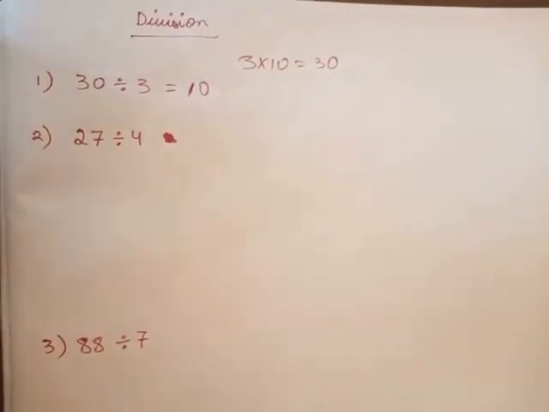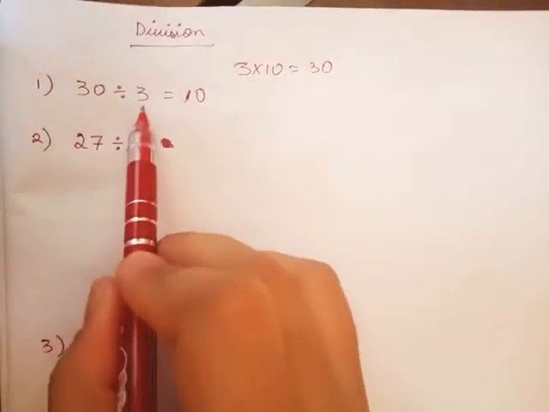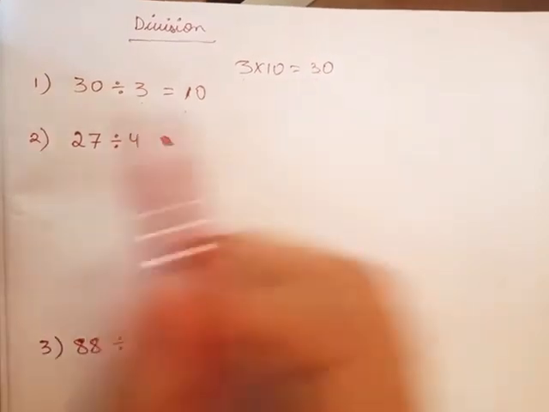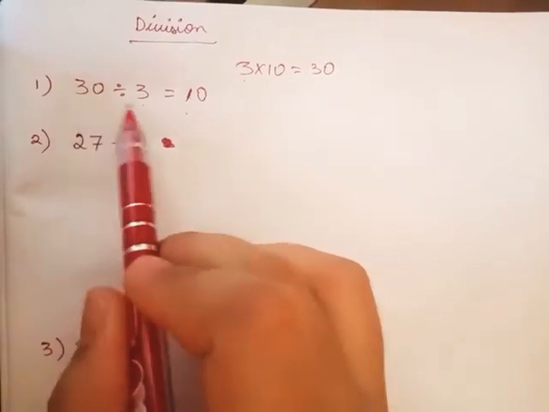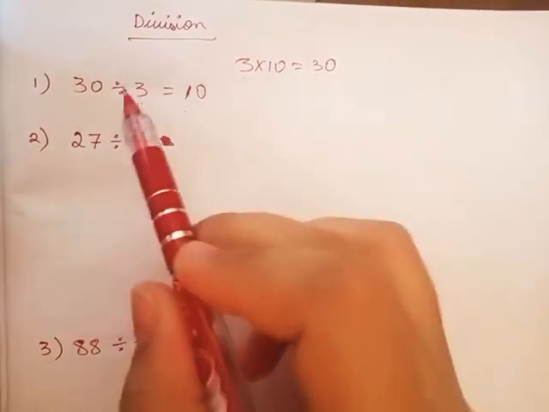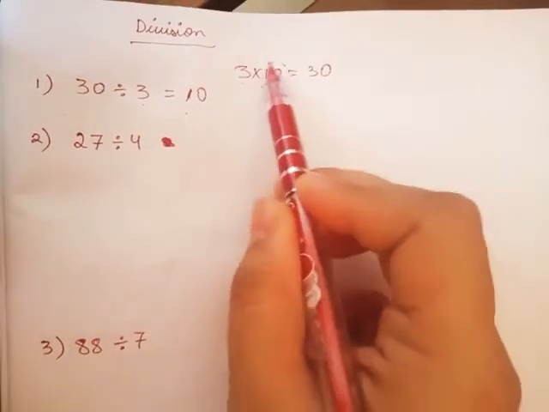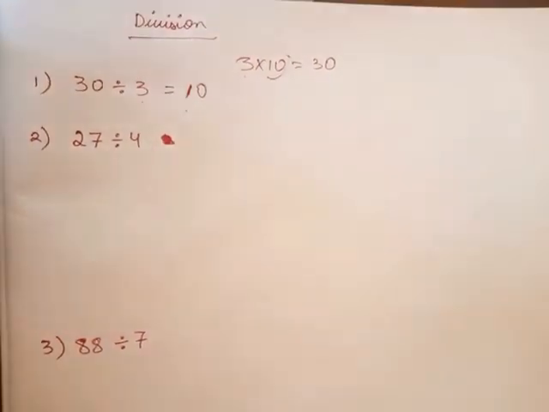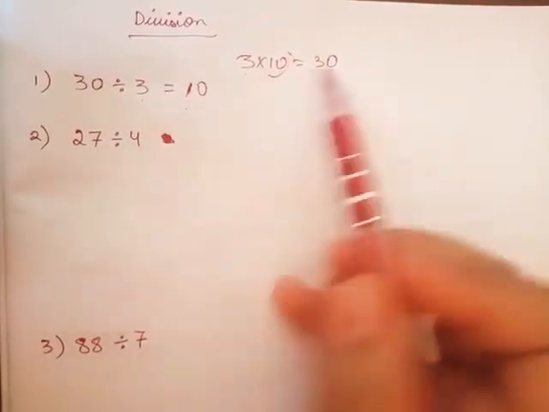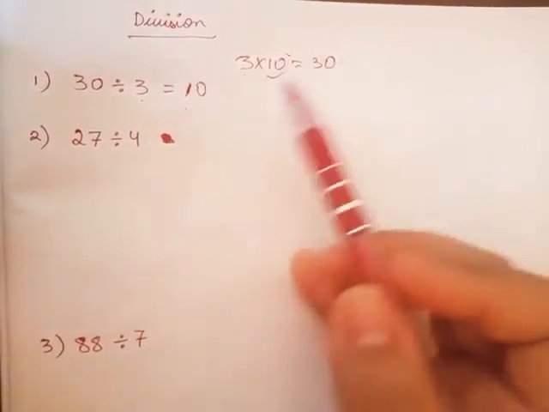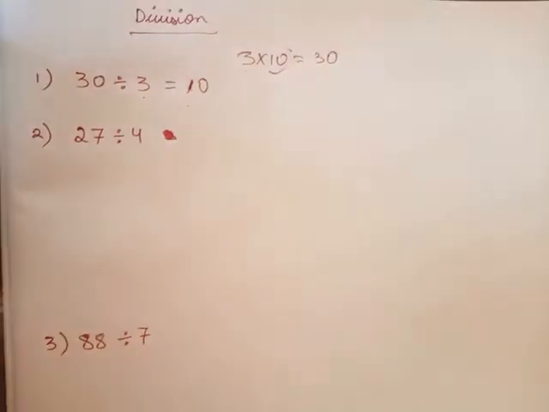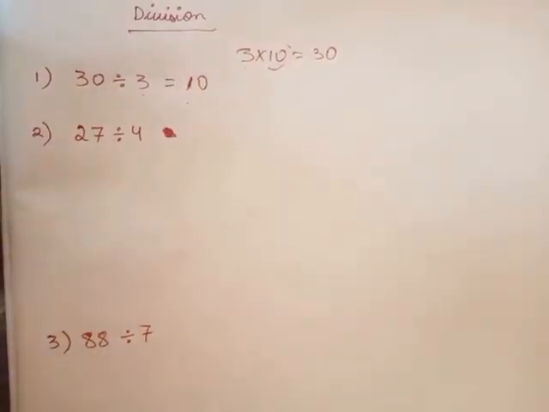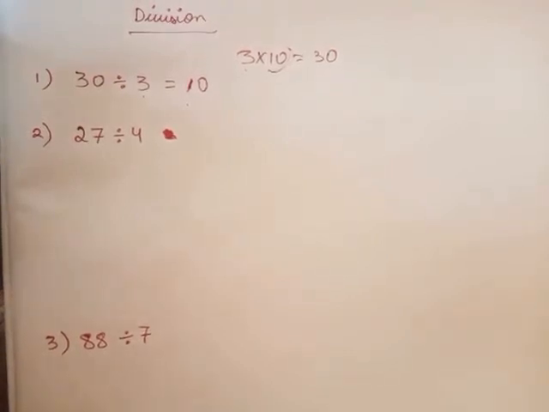So what is the difference? They are just opposite in their place. See, 3 is here, 10 is here, 30 is here, all the numbers are here. For 30 divided by 3, the 3 and 30 are already here, so what is missing? 10. So this 10 will automatically come in the answer. This is the opposite between them. I think it's clear.